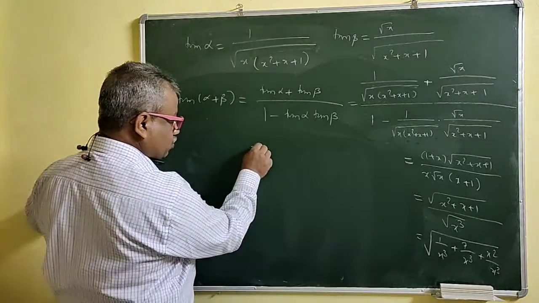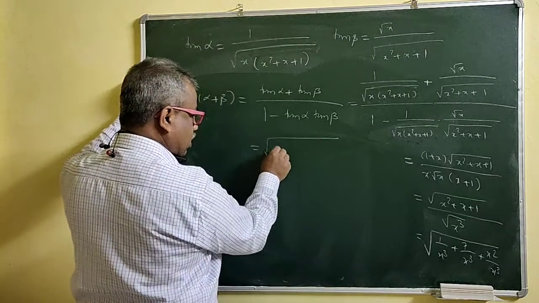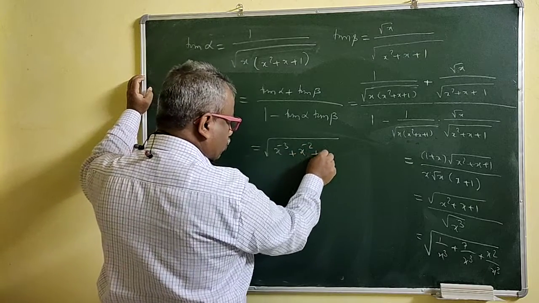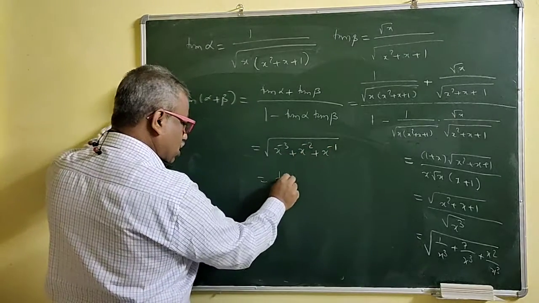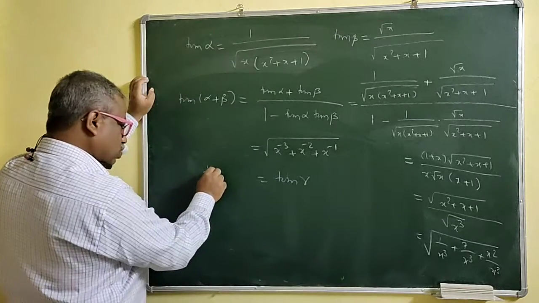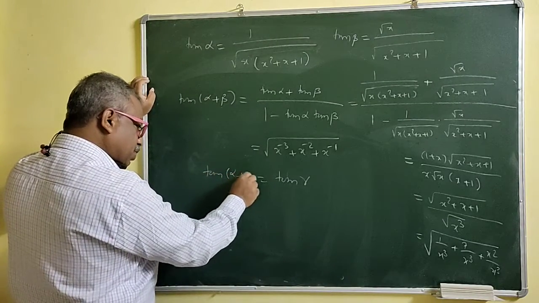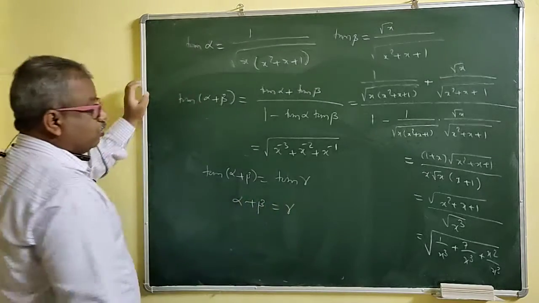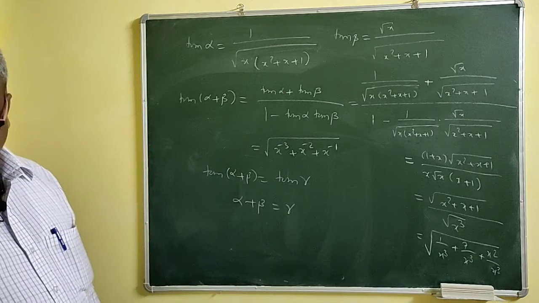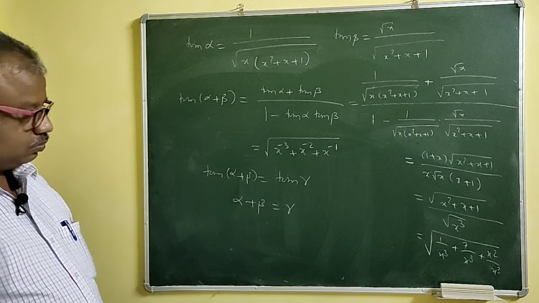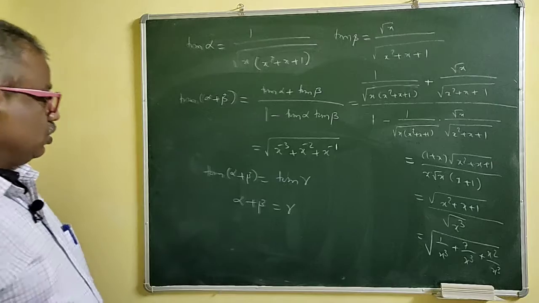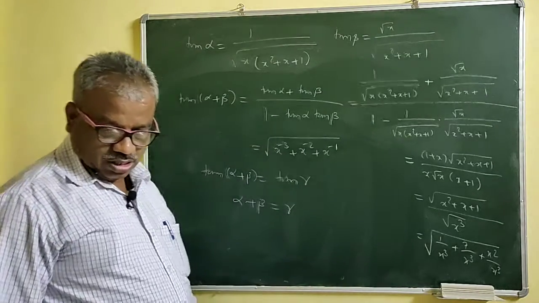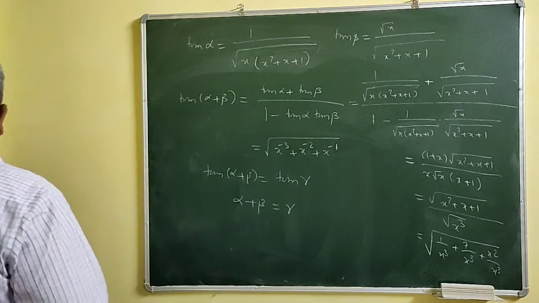So this is equal to root of, what do we get then? x to the power minus 3 plus x to the power minus 2 plus x to the power 3. This is tan of gamma. So tan of alpha plus beta is equal to this. Therefore alpha plus beta is equal to gamma. We get the same thing now. x to the power minus 3: 1 upon x cube means x to the power minus 3, and so on.